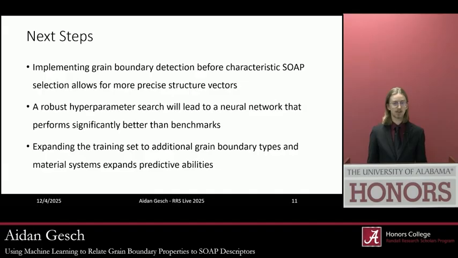Additionally, a robust hyperparameter search will allow us to optimize the machine learning model for our specific use case instead of using an off-the-shelf model like is implemented currently. Finally, if we are able to expand the training set to include additional grain boundary types or material systems, this will expand the scope of predictions we're able to make.